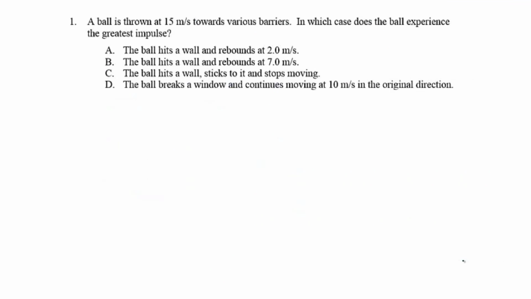Question 1. A ball is thrown at 15 meters per second toward various barriers. In which case does the ball experience the greatest impulse? A, the ball hits a wall and rebounds at 2 meters per second. B, the ball hits a wall and rebounds at 7 meters per second. C, the ball hits a wall, sticks to it, and stops moving. D, the ball breaks a window and continues moving at 10 meters per second in the original direction.